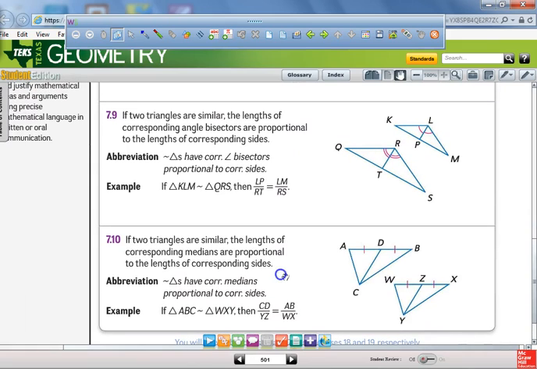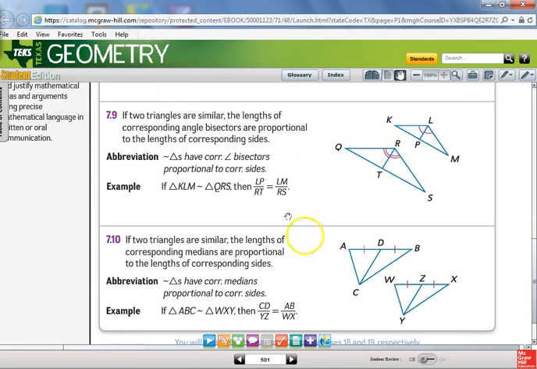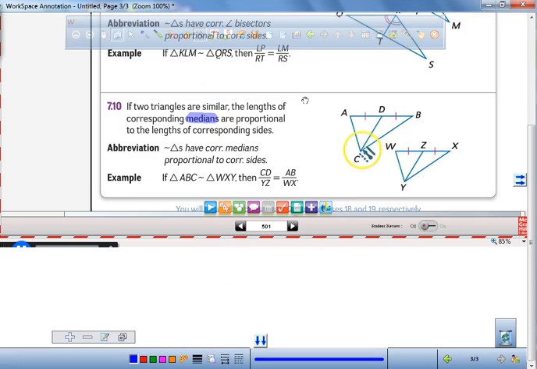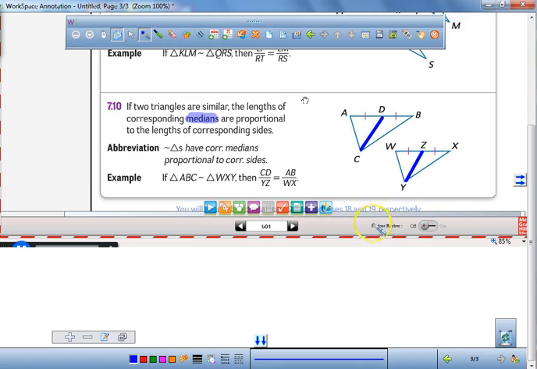All right, here we go, moving down. 7.10 is the last one we're doing on this page. We only have two more to do. What's different about 7.10? It says that two triangles are similar in the length of the corresponding medians. Now, a median does not split an angle in half. A median splits a side in half. These are the medians. They don't split the angles in half. They split the sides in half.